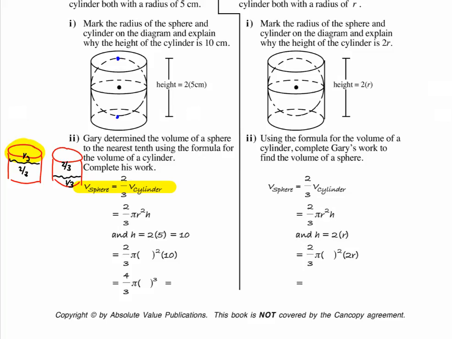So how do we get our formula? Well, the formula for the volume of a cylinder is pi r squared h. So 2/3 pi r squared h.